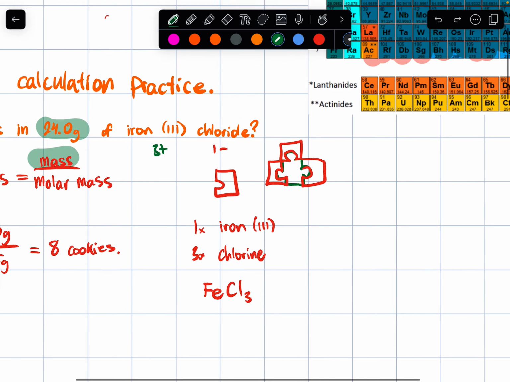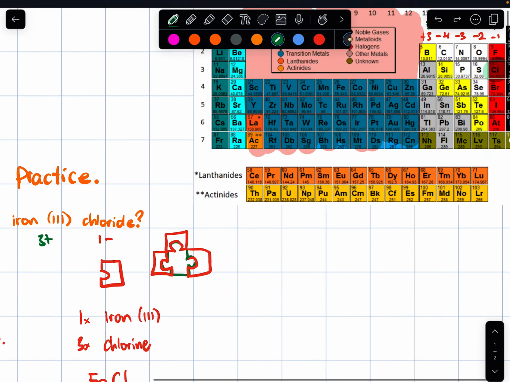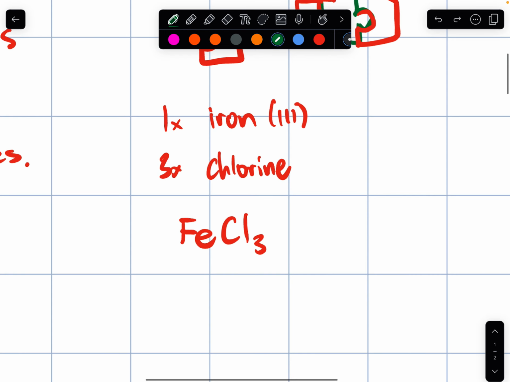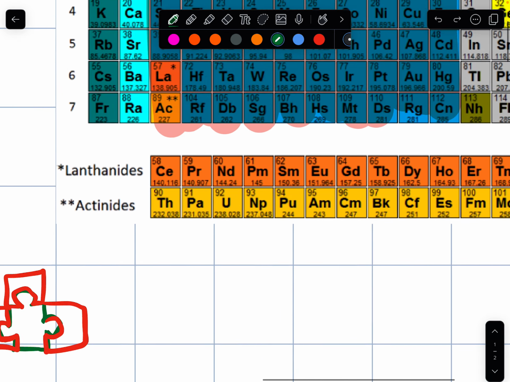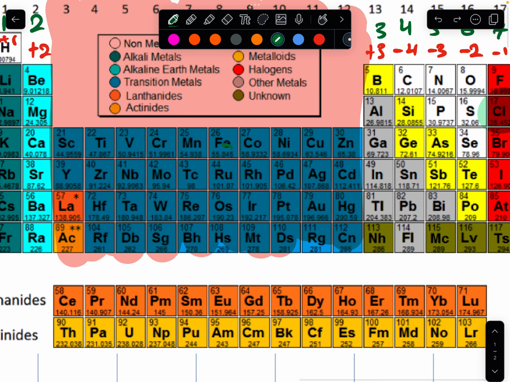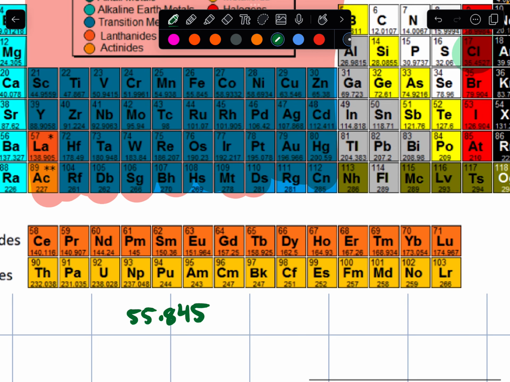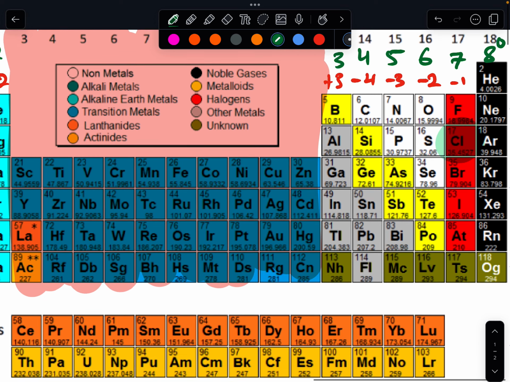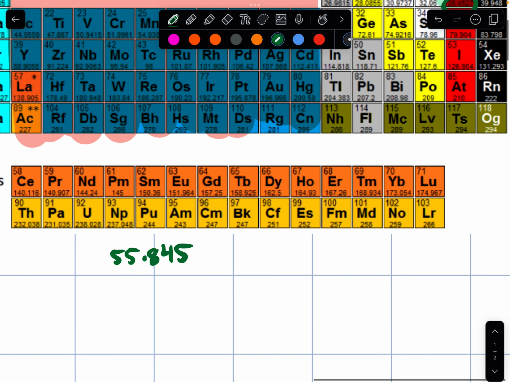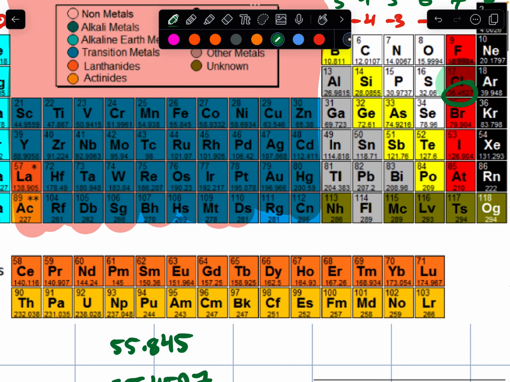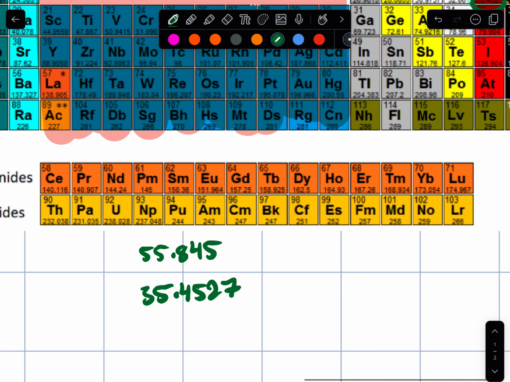Everything from here is downhill. That's the only bit of actual chemistry you need to know. Now it's just math. So we go Fe, we have 1 iron, and we look at iron. The molar mass of iron is this little number down here, which is 55.845. And then we go look for chlorine. Chlorine is over here, which is 35.4527. Now, obviously, it changes slightly between periodic tables, so use whatever periodic table you have, but it will be somewhere in this ballpark. It won't be completely off.